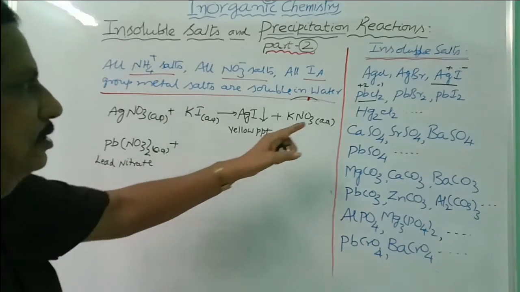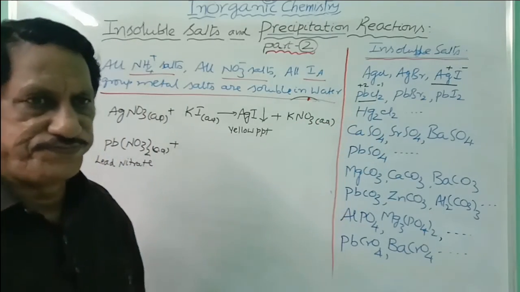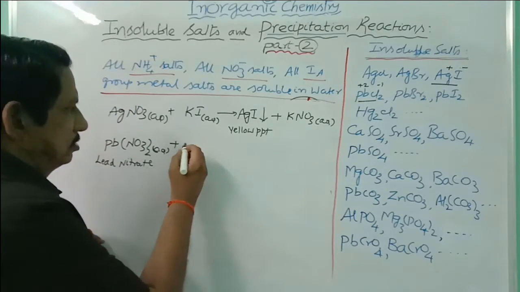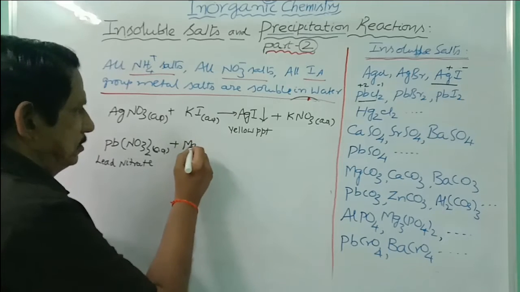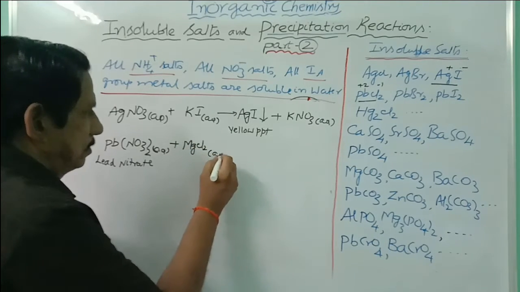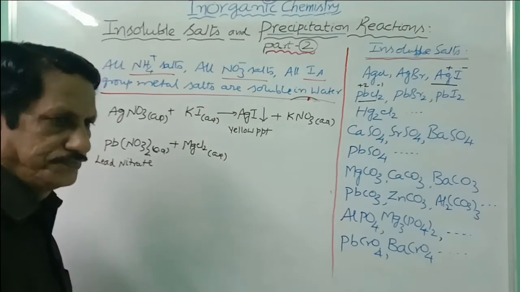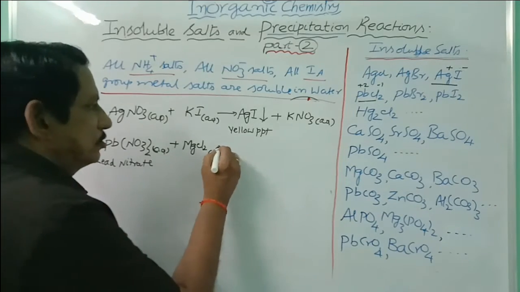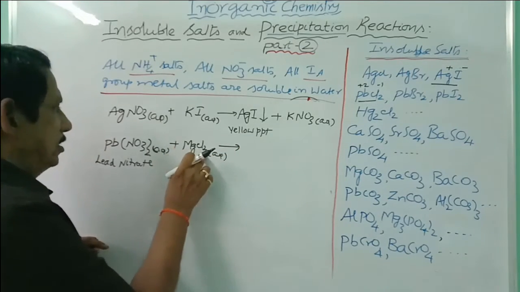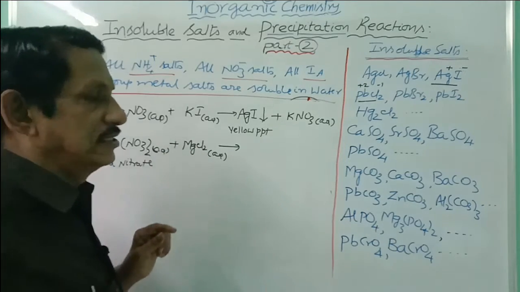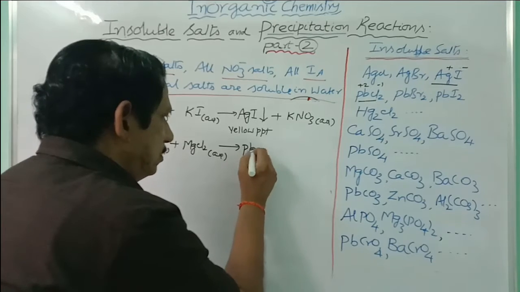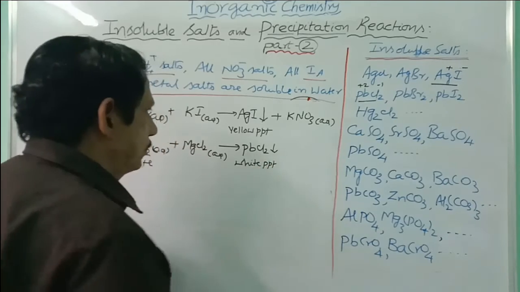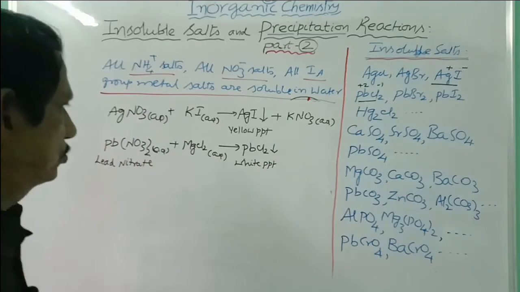To this solution you have to take a solution containing Cl- ion. You can take any solution. For example, I am taking magnesium chloride solution, aqua, because magnesium chloride is soluble in water. When these two solutions are mixed, the chloride ion combines with the lead ion, giving lead chloride. What is the formula of lead chloride? PbCl2. So you will get here PbCl2. It is lead chloride, a white precipitate, plus the other two remain in solution.